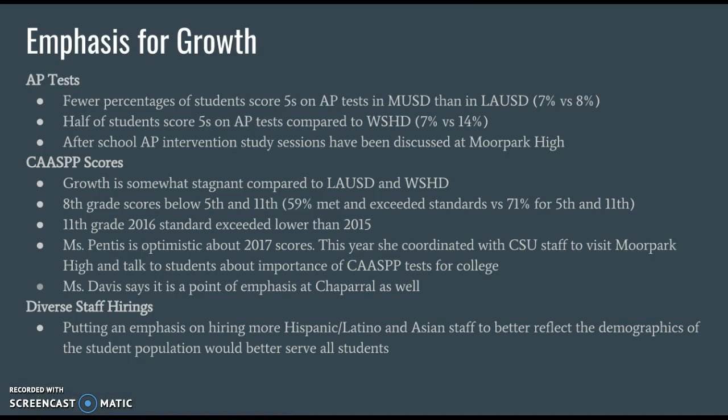I think they need to look at their CASP scores. Their growth is stagnant. The 8th grade scores are below their 5th and 11th grade scores. They're just not looking good. Mrs. Pentis is optimistic about this. She said she got Cal State staff to come to the campus and stress the importance of the test. So hopefully that pays off. Ms. Davis says they're emphasizing it in Chaparral as well. But I think the CASP scores are something that absolutely needs to be addressed.